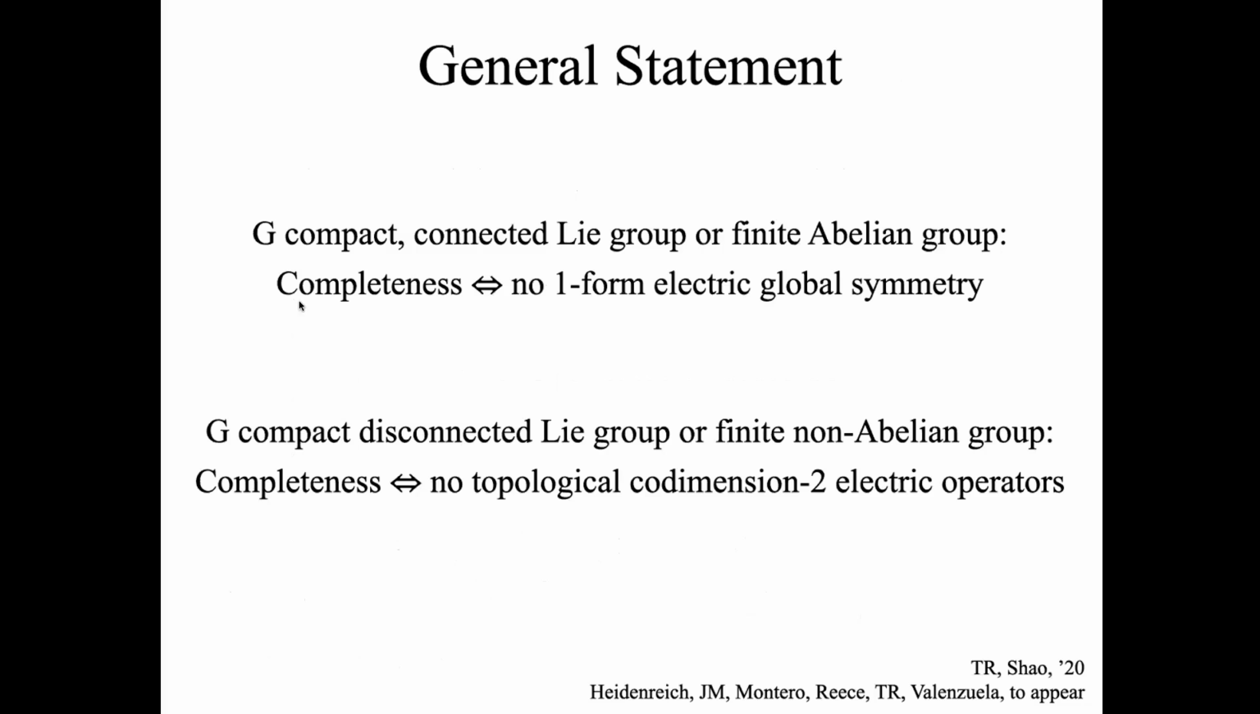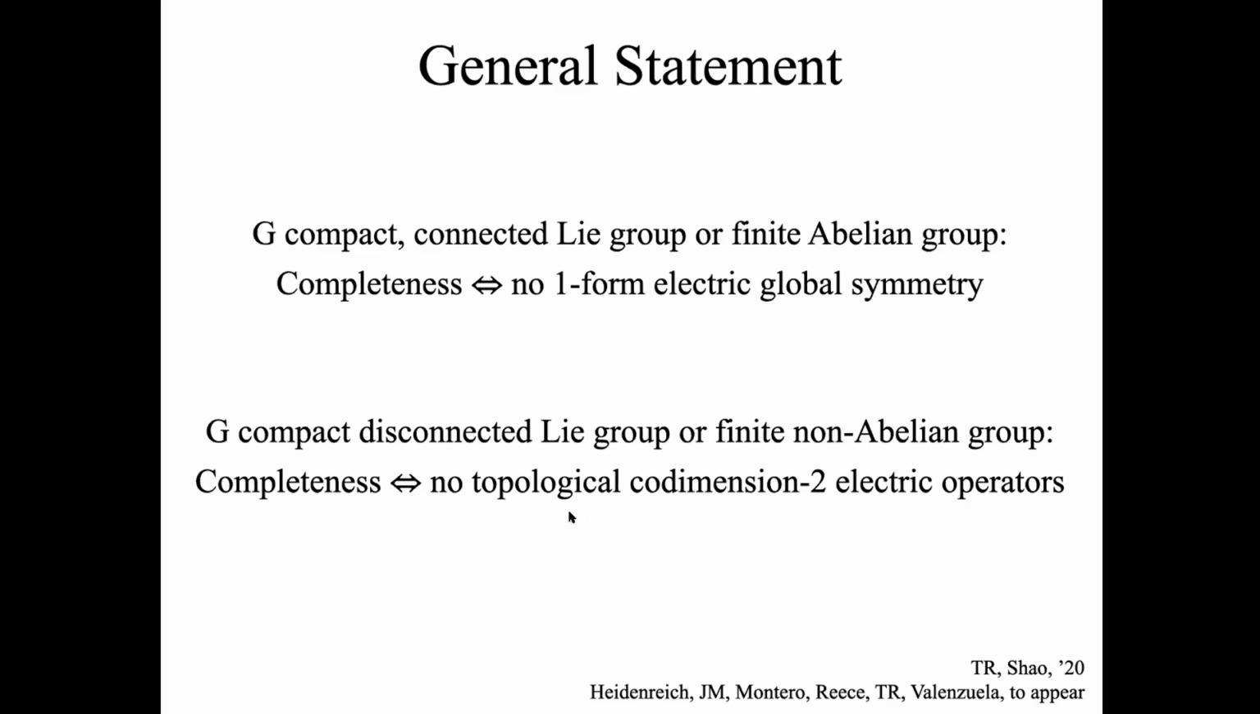The usual relationship between completeness and the absence of electric one-form global symmetries that we saw in the U1 case is generally true whenever G is a compact connected Lie group. So, U1, SUN, SU3 times SU2 times U1 mod Z6, most of the examples that we're familiar with in particle physics. Or if G is a finite abelian group, so Zn or Zn times Zn, or even a product of groups of this form. However, for a more general disconnected Lie group, like O2, for instance, or On more generally, or for a finite non-abelian group, this statement needs to be revised somewhat, and the correct statement is that the completeness hypothesis is equivalent to the absence of these more general topological codimension 2 electric surfaces.